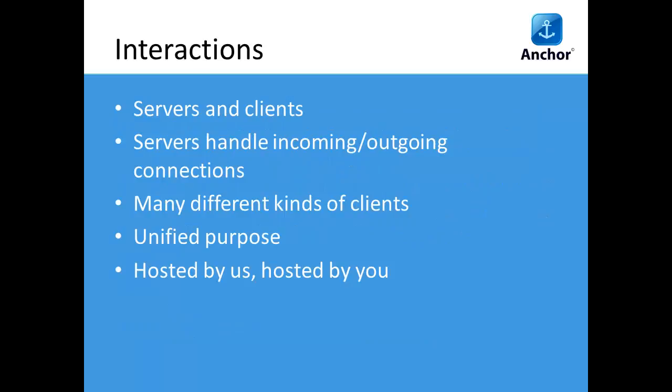Architecturally speaking, there is a good way to look at the interactions within the Anchor system. You can think of them as being between servers and clients, where the server brokers the interactions between the numerous clients. The server handles all incoming and outgoing connections to and from the clients. And there are many different kinds of clients, including desktop and mobile. But they all serve the same unified purpose, and that is to help people access their files when they need it, where they need it, while not sacrificing security or IT control.